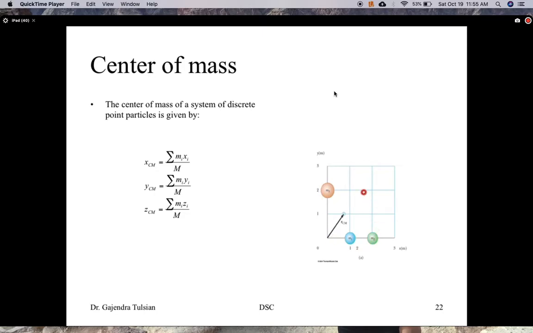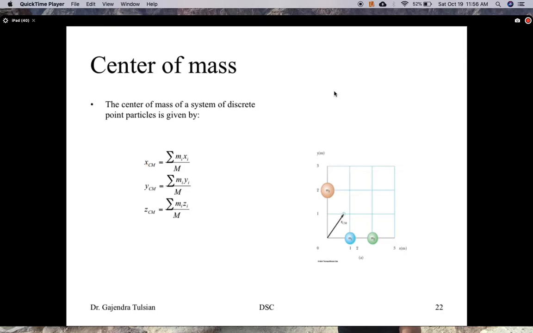Now if you want to find the center of mass of a system of particles like this, these are point particles, or they can also be extended objects, but you know the center of mass of each of these objects. What we are seeing here is that the center of mass of these three objects is right there. So you see the center of mass can be outside the system of particles. Now what is the x and y coordinate of the center of mass?